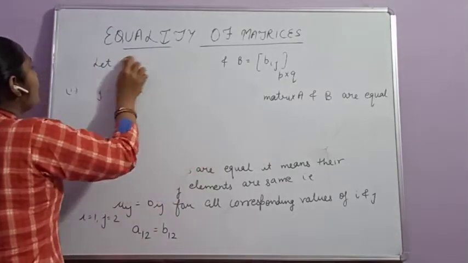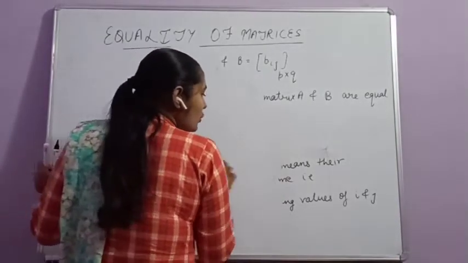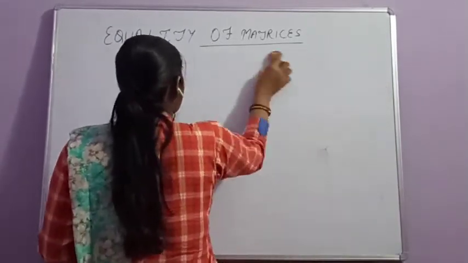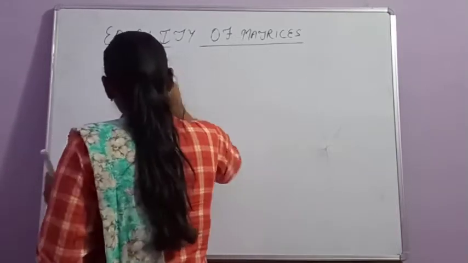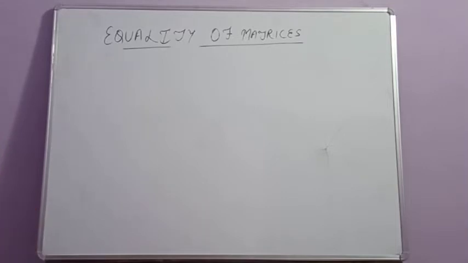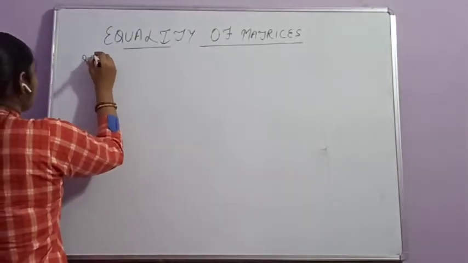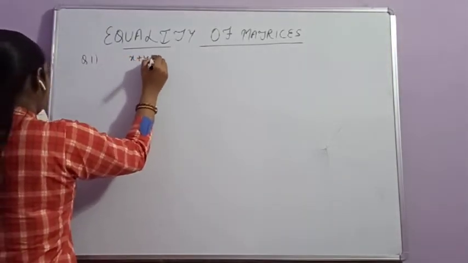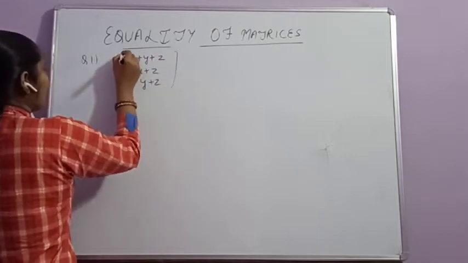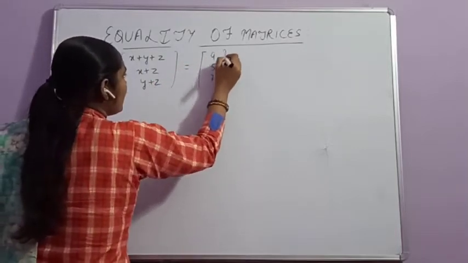By using equality of matrix, we can find out values of corresponding elements of two given matrices. How we can find out? We can see that by some examples. First question is x plus y plus z, x plus z, y plus z, that is equal to 9, 5, 7.